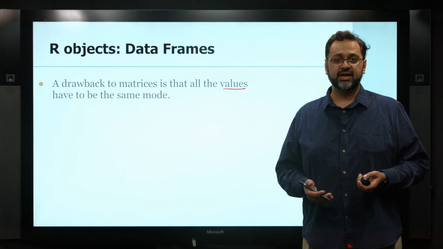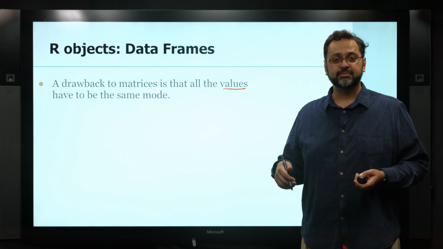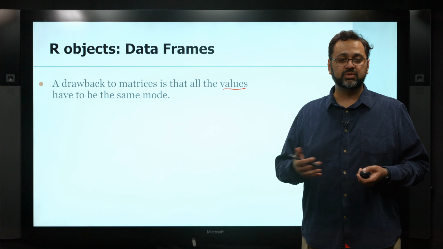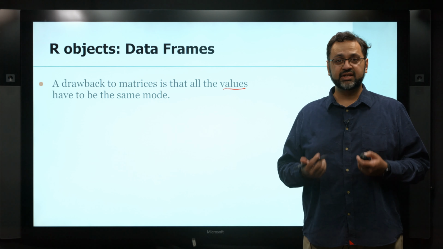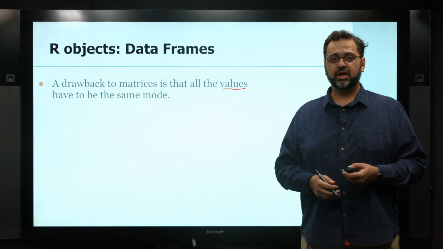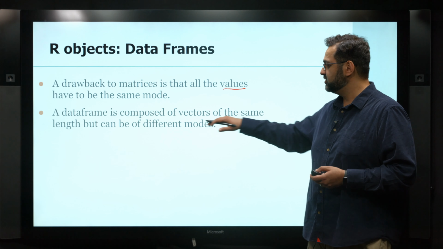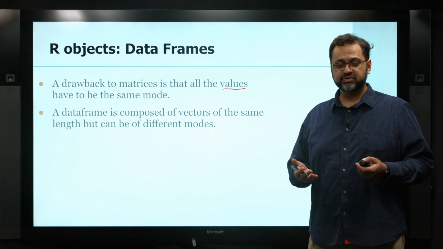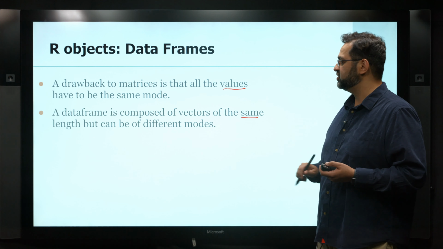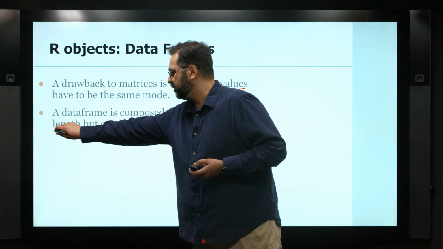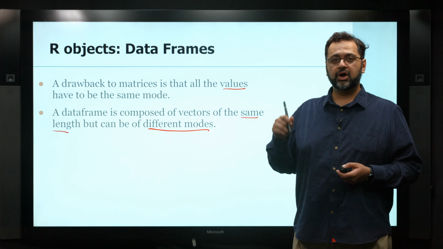For example, you can't have a patient's blood pressure in one column and blood type in the other, because one is numeric, one is character. So what we have, R has another data structure called data frames, which is probably the most popular format in R. So a data frame is similar to a matrix, in that it's composed of vectors, right? But again, it has the same length, so this is the same restriction that a matrix has, but it can be of different modes. So you can have columns of different types.